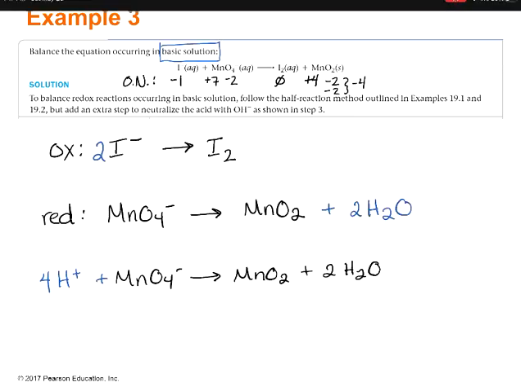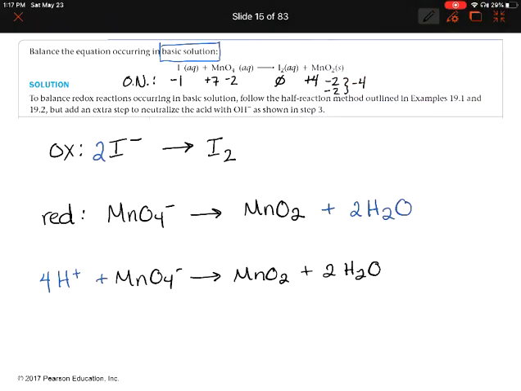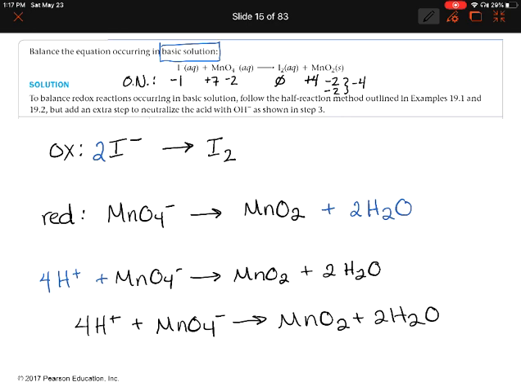Oh, didn't mean to do that. Meant to change my ink color. Okay, so let's rewrite this reaction again, just to kind of highlight what changes we're making in each step. All right, so now we're going to add hydroxide ions to balance the hydrogen ions. So how many hydroxide ions do we need to balance those hydrogen ions? 4. So the negatives will balance the positives.